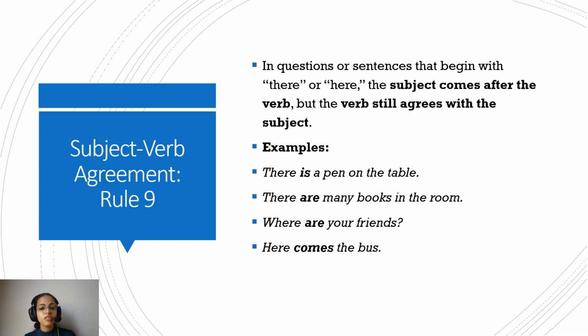There are many books in the room. So the subject books is coming after the verb are, but still the verb will be in agreement with the subject books, which is plural. So, are. Where are your friends? Again, friends is a plural subject, so are, a plural verb. Here comes the bus. Singular subject bus, singular verb comes.